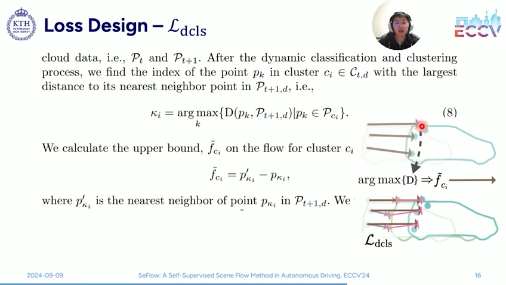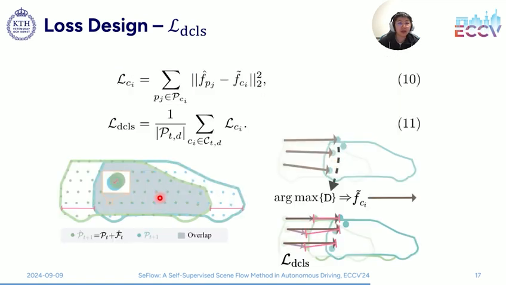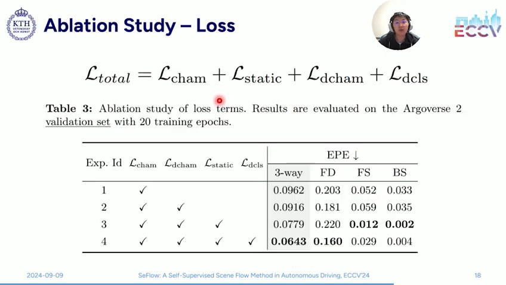For the nearest neighbor we find in PT plus 1, we don't care about the instance, so we don't use any tracking, but directly find the nearest neighbor and choose the maximum one. And we assign this as the upper bound flow of the cluster Ci. Then we can have a supervised signal for the points in the overlap area to follow the upper bound flow in this cluster. Now we have all our total 4 self-supervised losses done.